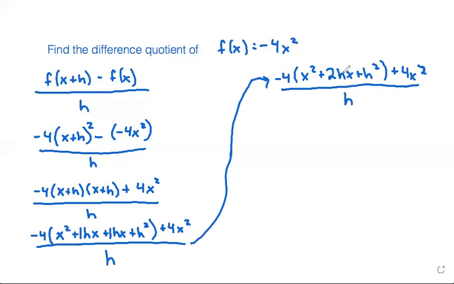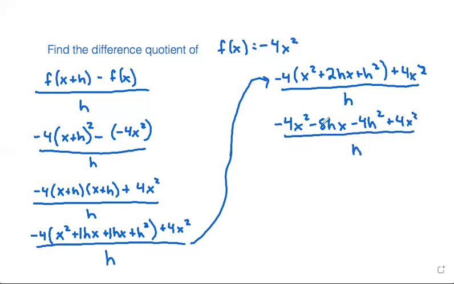Okay, now that I've simplified inside my parentheses, I'll distribute the negative 4 from the outside to make negative 4x squared, and then negative 4 times 2hx would be negative 8hx, and then negative 4 times h squared is negative 4h squared, and plus 4x squared all over h.